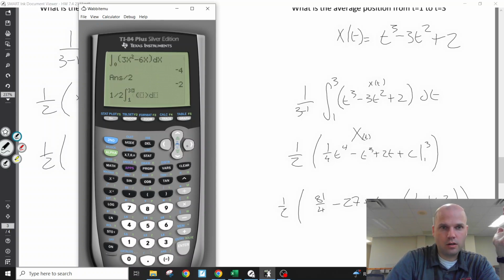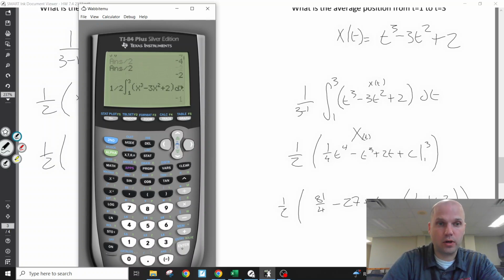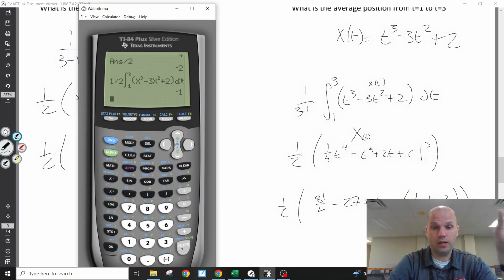Your calculator needs the position function to find the area under position. Your calculator does positions times times. It does a numerical process. It does not use an antiderivative. So don't plug in the antiderivative. We as humans must take an antiderivative, must plug in the values and find the change in the antiderivative. This should be -2 after all said and done.